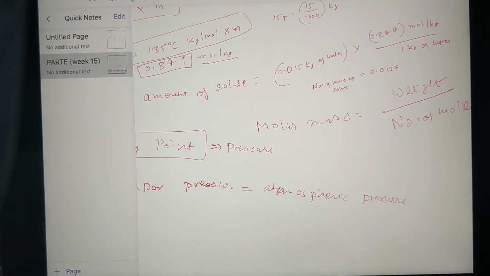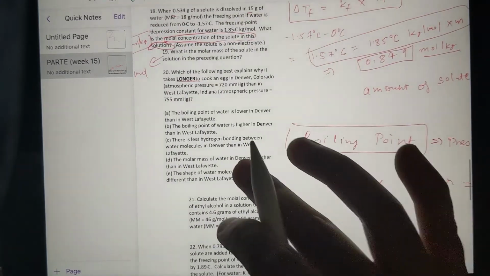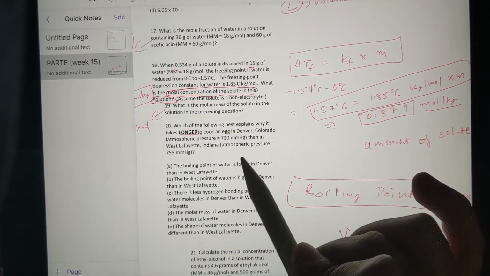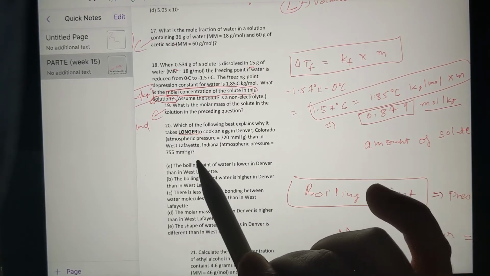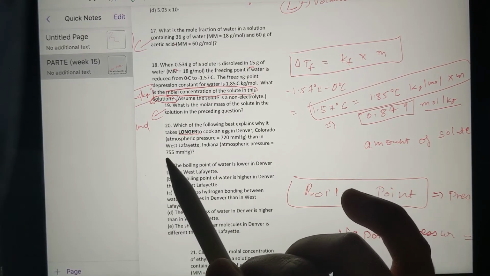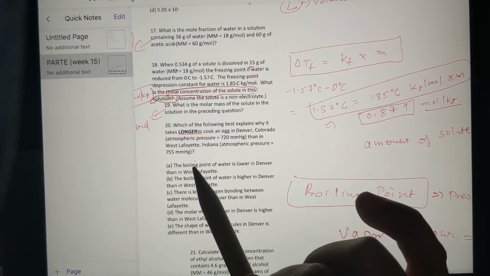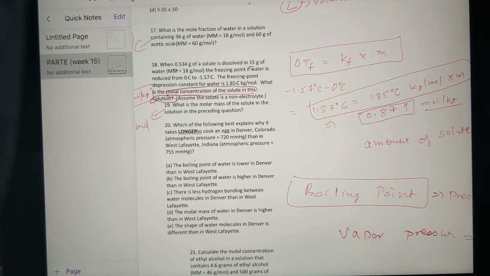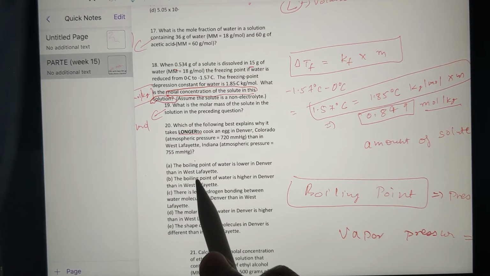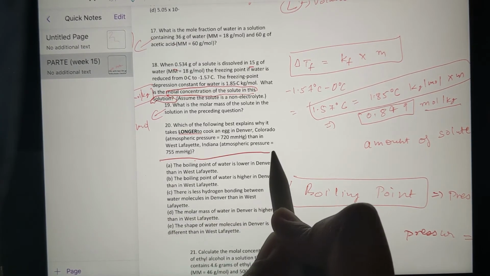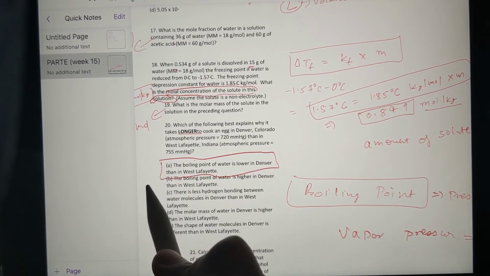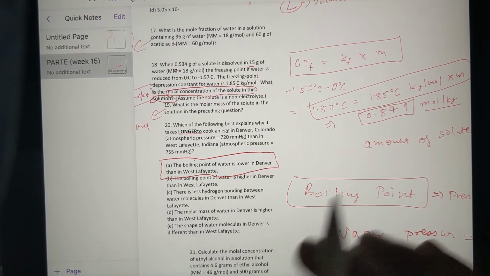So the higher the atmospheric pressure, the higher will be the boiling point. So you just see which one has the high atmospheric pressure. So yeah, Indiana has higher atmospheric pressure, which means the boiling point of water will be higher compared to the other city. So for this one, your correct answer will be, yeah, A, because there you have lower atmospheric pressure.